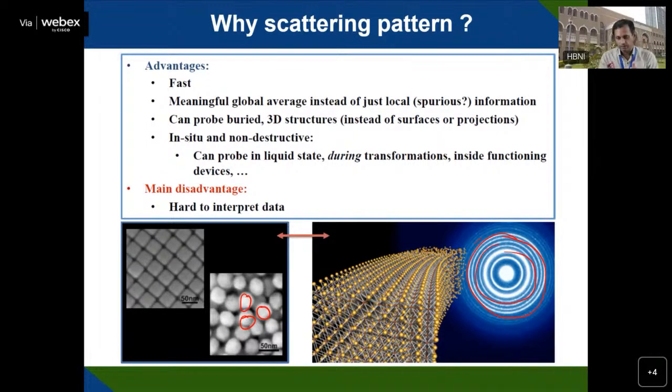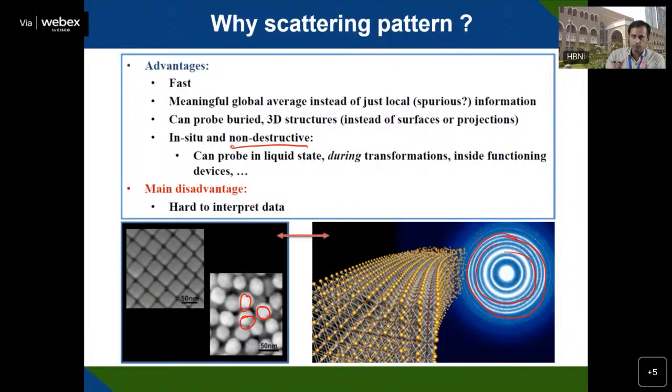So that information you are able to get here, and it is in situ. During your experiment, during your synthesis, you can simultaneously observe your particle formation by the scattering pattern. As well, this is a non-destructive technique and can probe the liquid state. The most important thing here is that you can use the sample as it is in the liquid state, during a transformation or a phase change process, and get that information, including functionalities.